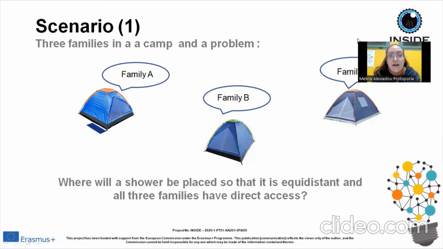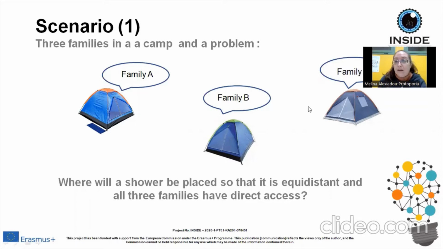So the first scenario that we're going to give to the students is that we have three families, family A, B, and C, that are camping, and they want to put a shower in the middle of their tents, so that all of them have direct access to the shower. And we ask our students to solve this problem.